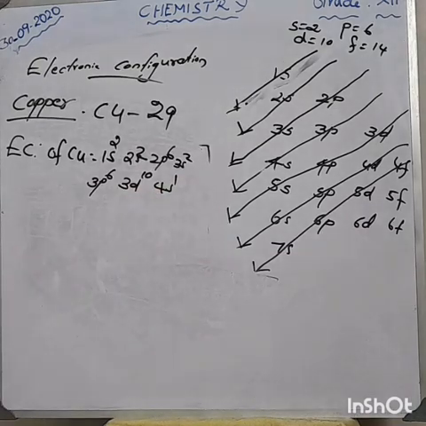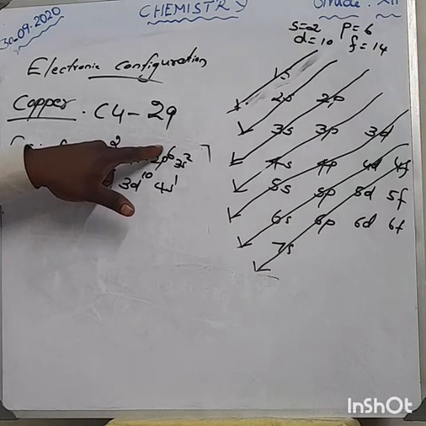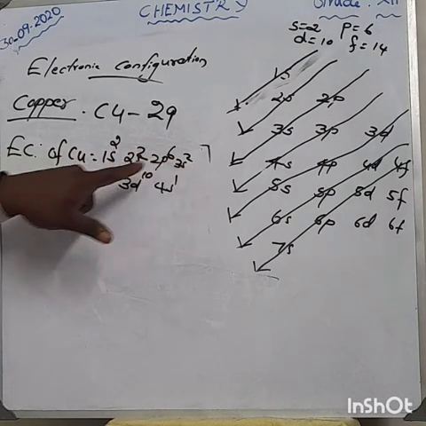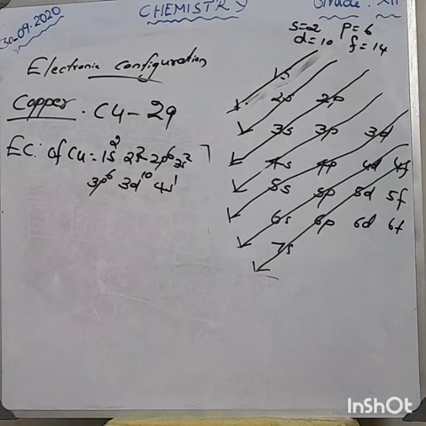Okay? Shall we count this one? 2. 2 plus 2, 4. 4 plus 6, 10. 10 plus 2, 12. 12 plus 6, 18. 18 plus 10, 28. 28 plus 1, 29. This is the actual configuration.